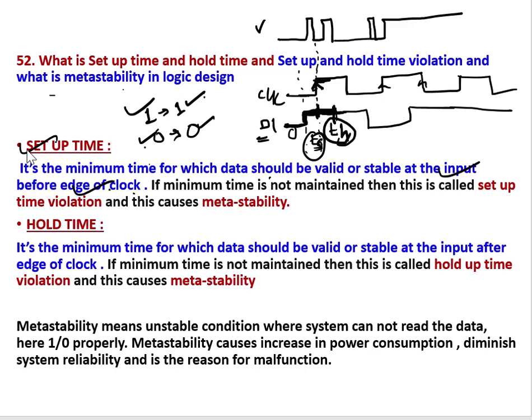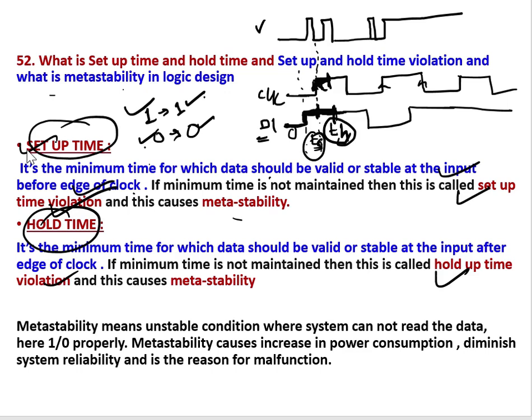Setup time is the minimum time for which data should be valid before the edge of the clock comes, and hold time is the minimum time for which data should be valid after the positive edge of the clock comes. If there is a violation in this setup time or this hold time, that is called setup time violation. And if data is not stable during this whole time period, then it is called hold time violation.